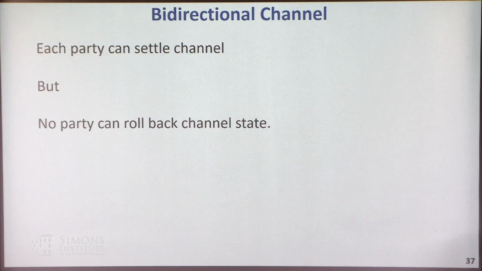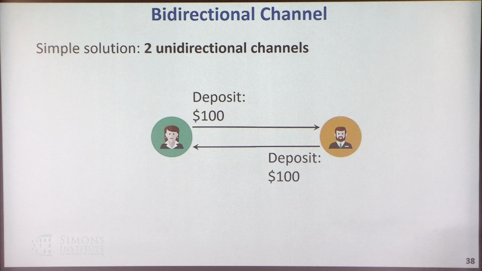This is the settlement. So now we're interested in doing a bidirectional channel. Each party should be able to settle the channel at any time, but a party cannot roll the channel back. So Alice cannot pay Bob and then settle the channel at the state before she paid Bob. So here's a naive solution to do that.